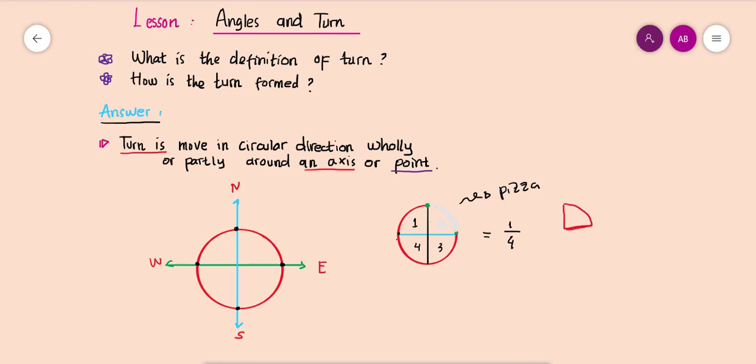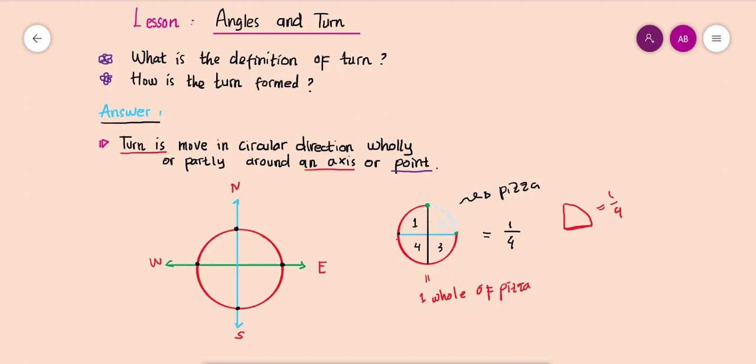One part of the pizza. You can see this circle is one whole, right? One whole pizza. Okay, how about if teacher Fia only takes one part of it? Of course, this will become 1 divided by 4, so it will be 1/4. Okay, until here you understand, right? So this kind of part is 1/4.